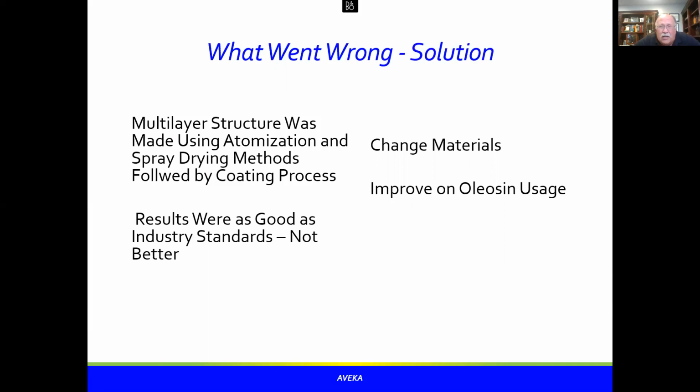This is a case where sometimes these engineered particles, even when you have lots of good ideas, multi-layered structures, mimicking a seed, putting in some new materials like oleosins into the structure, they're good, but it might be difficult to bring them off. And it was in this particular case.